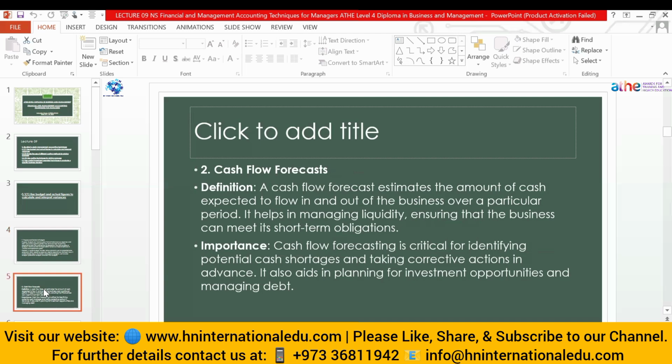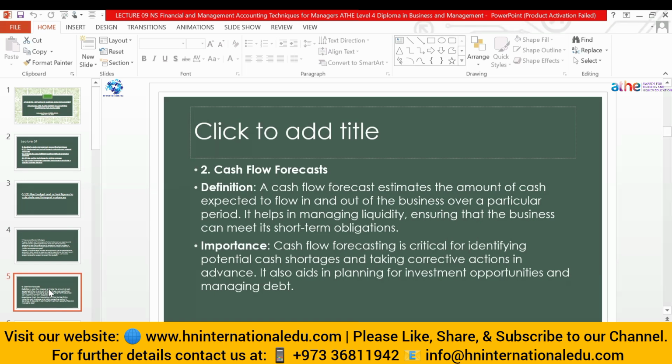A cash flow forecast estimates the amount of cash expected to flow in and out of the business over a particular period. Again, the time span of the period is going to be monthly, yearly, biannually, quarterly, and so on. It helps managing liquidity. Liquidity means that the business is going to have enough cash in hand. You're not going to run out of the cash. Ensuring that the business can meet its short-term obligation, because any ambiguity or a calamity can occur, and we should have enough cash in the bank and inside the business.